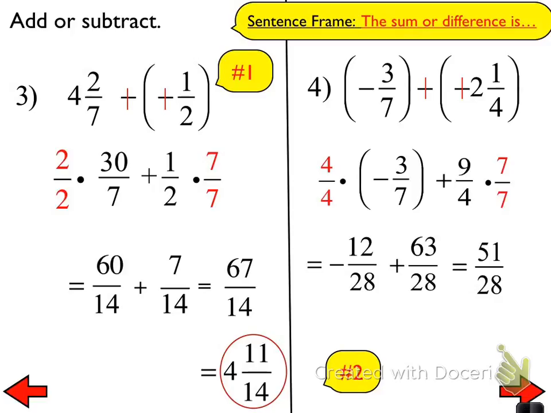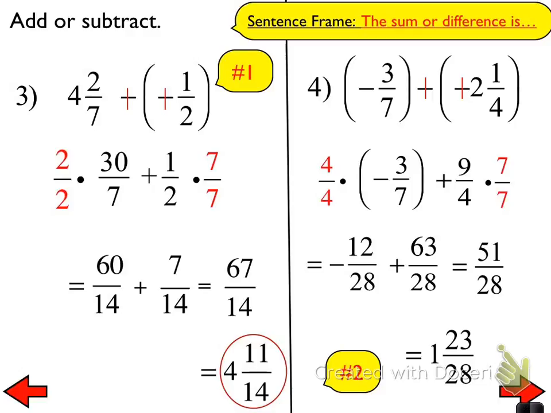51 is the correct answer. Some of you accidentally added. Some of you said 12 plus 63 is 75. Okay, so you have to be very careful. It's those little details that are going to mess up your work, especially in the 8th grade where there are multiple steps. So you've got to be very careful. So I'm going to divide that, and I'm going to be left with 1 and 23 over 28.